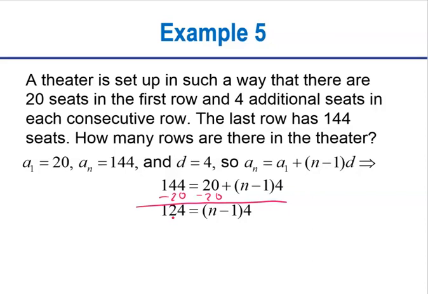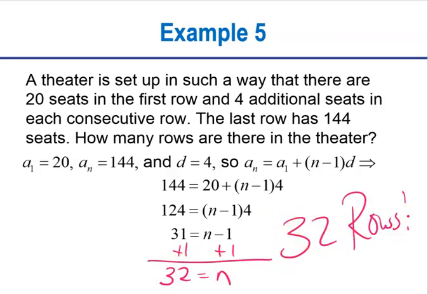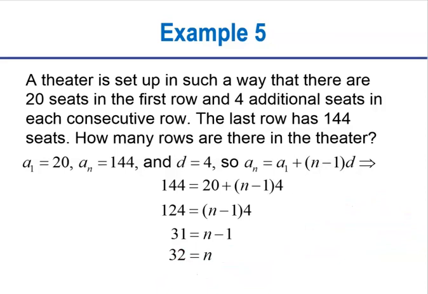Now, how about we get rid of that 4? How could we do that? Hey, let's divide this side by 4 and this side by 4. Now, all my inking is going to disappear. And it's going to give you that line. 124 divided by 4 is 31, which is equal to n minus 1. What algebra step do we do now? Let's add 1 and add 1. That gives you 32 is equal to n. What does that mean? There are 32 rows. I did it ahead. But there we go. N is 32, and there are 32 rows in the theater.